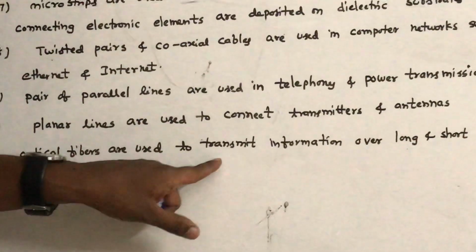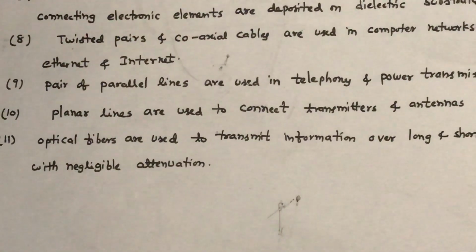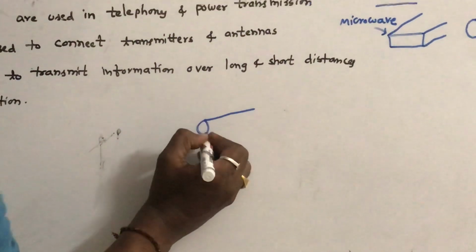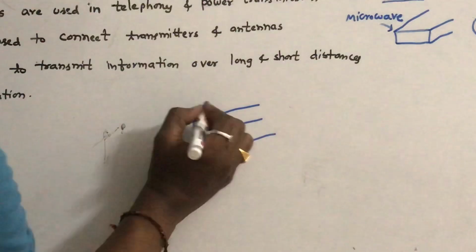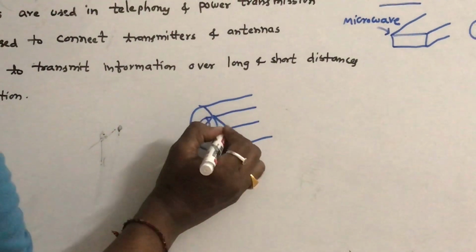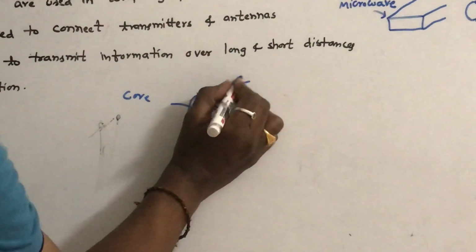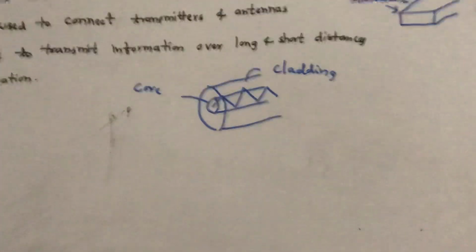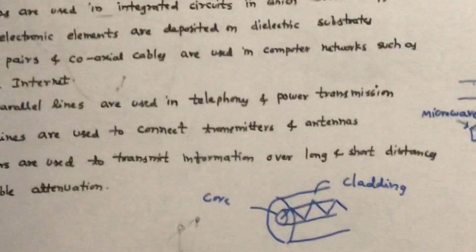The last application is optical fibers, which are used to transmit information over long and short distances with negligible attenuation. As you know, an optical fiber cable consists of a core and cladding, where we transfer information in the form of light through the core. This is the core and this is the cladding. These optical fiber cables are used to transfer information over long and short distances with negligible attenuation.